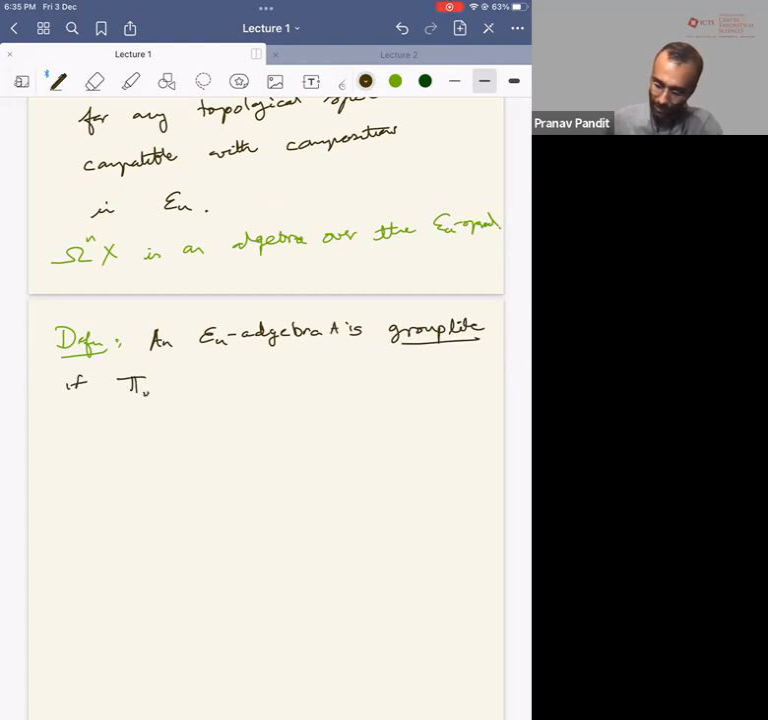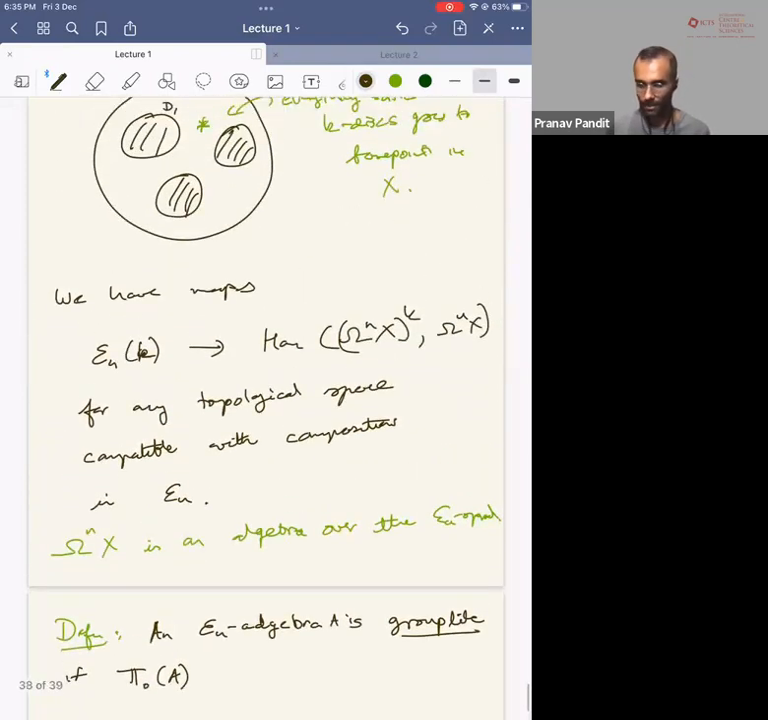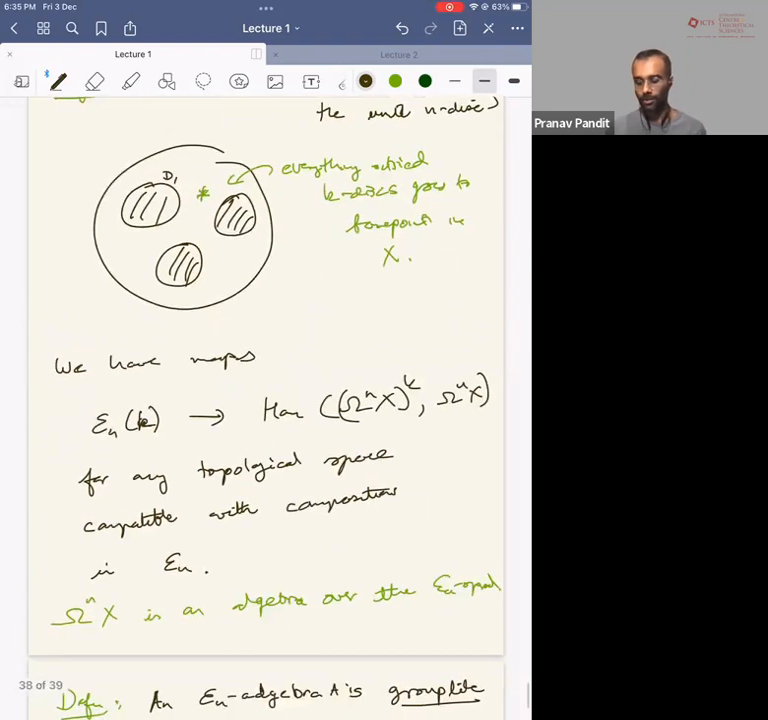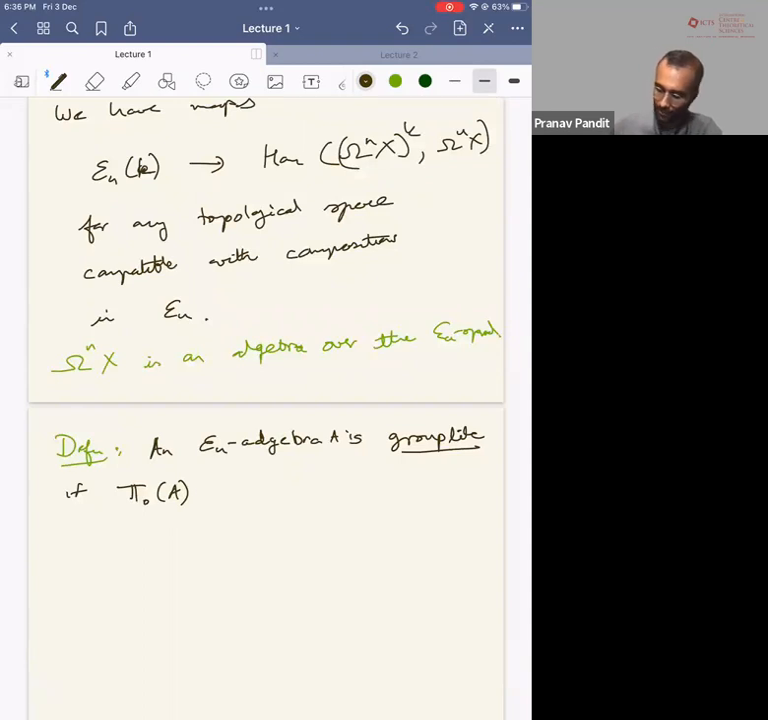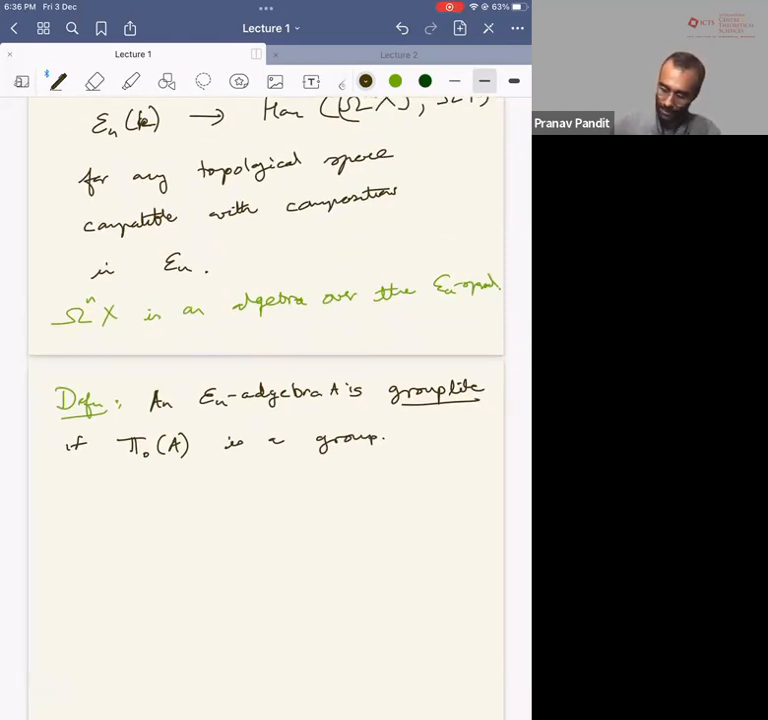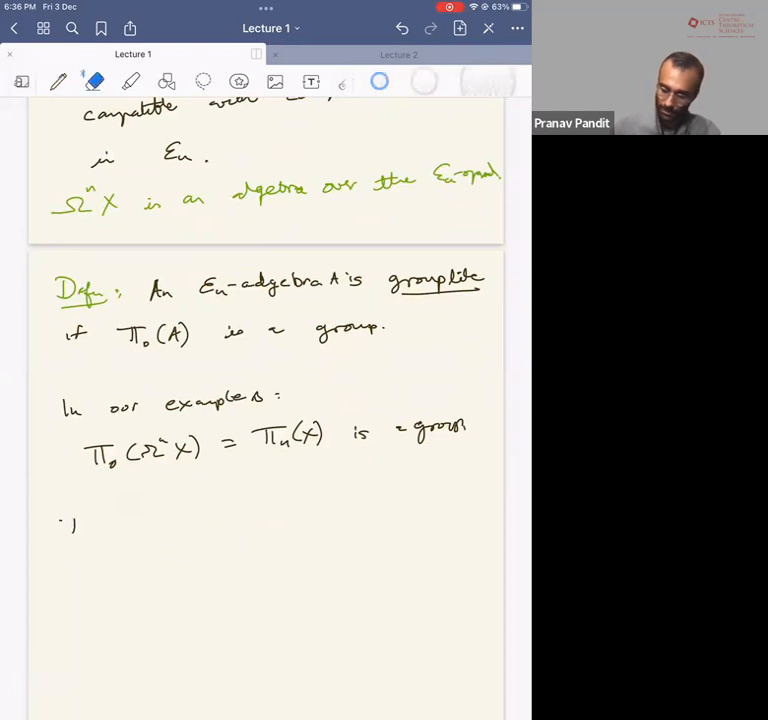an algebra A is group-like if pi zero of A is a monoid automatically, right? It's a monoid under the composition we have defined. And so we want this monoid to be a group. Every element should have an inverse, if pi zero of A is a group. So in our examples, pi zero of loops n of x is pi n of x, which is a group. So loops n of x is a group-like EN algebra.